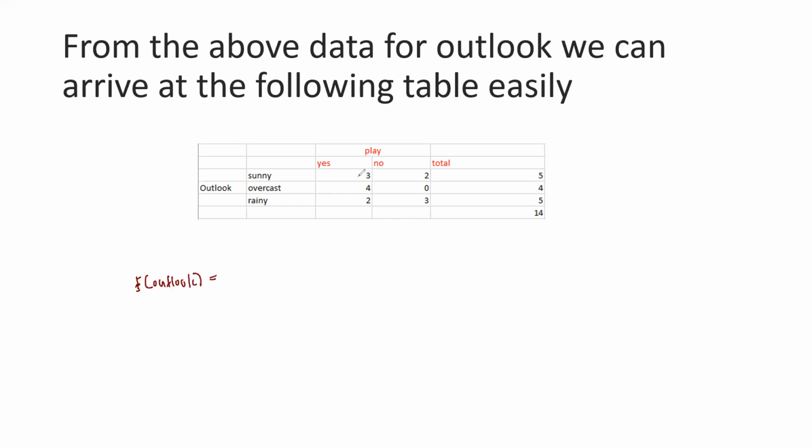So to calculate for this Outlook, we have calculated this table. It is very clear now how this table is done. Now, how many Sunny are there? 5 by 14, so 5 by 14 into entropy of 3 comma 2, plus what is next? Next is Overcast. Overcast is 4 by 14, 4 by 14 into entropy of 4 comma 0. What next? Next is again 5 by 14, 5 by 14 into entropy of 2 comma 3.